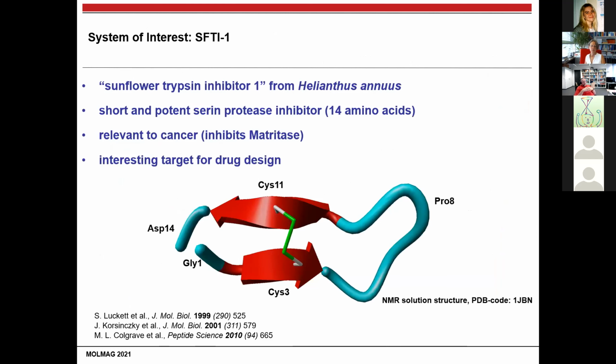This then was our first paper, 2013, where we showed that we can do this kind of experiments also with somewhat larger peptides. Okay, so then we thought, can we also do this with some peptides which are of real biochemical use? And so we started a collaboration with the Colmar group with this molecule. It's called SFTI, sunflower trypsin inhibitor number 1. Basically, it's an enzyme inhibitor for trypsin, but it's also for matriptase. Matriptase is one of the things which is connected to colon cancer. So it's interesting for drug design.